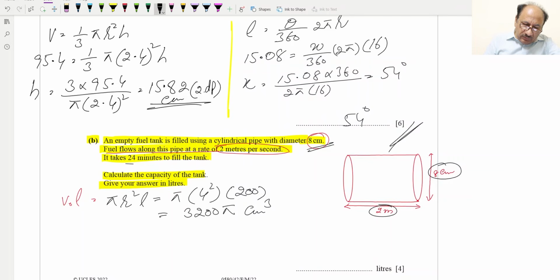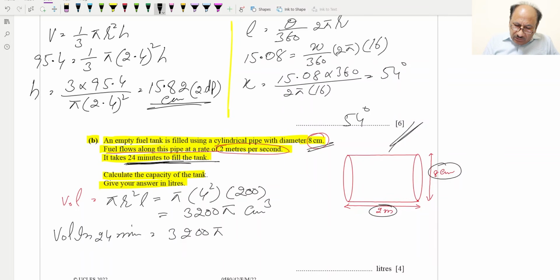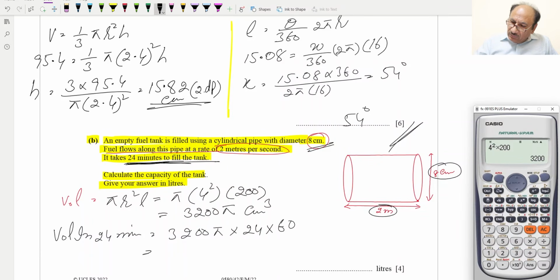Now they are saying this is in 1 second. But they are saying it takes 24 minutes to fill the tank. So this much volume will be multiplied for 24 minutes. So the volume in 24 minutes will be equal to 3200 pi multiplied by 24, but minutes need to be converted into seconds, so multiply by 60. This number will be multiplied by 24 and by 60, and pi is also there.